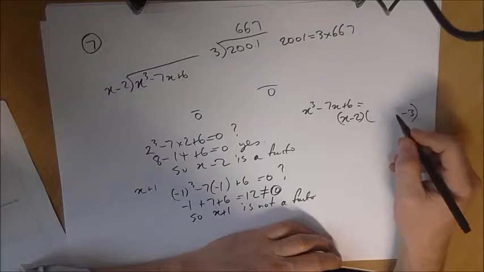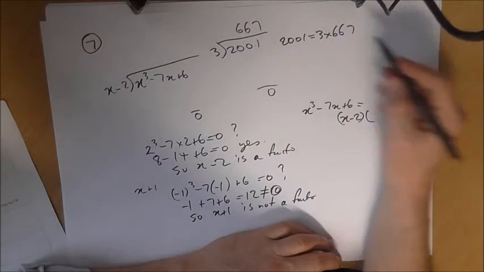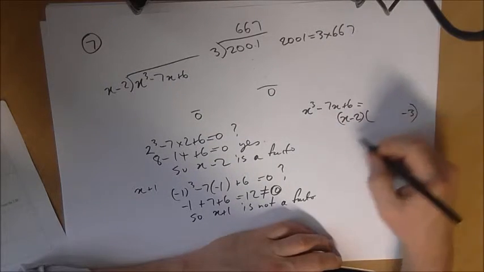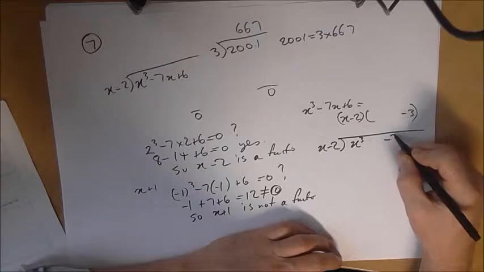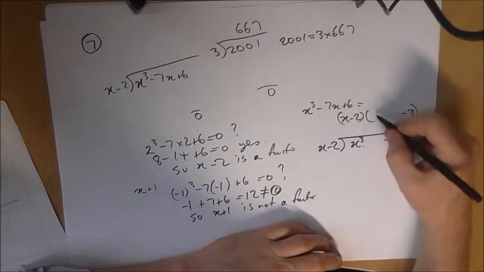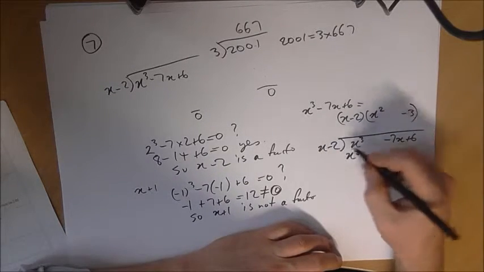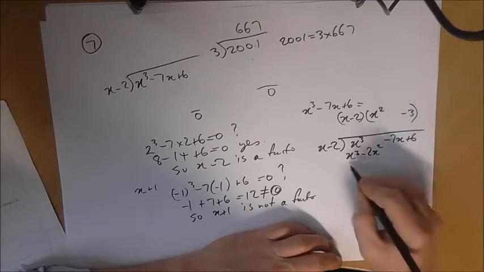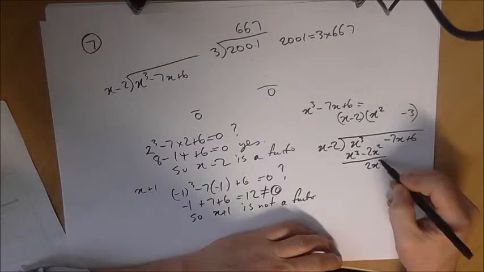But what would the rest be? Well, just like I hinted at up here, just do the division. Left a gap there because you need everything to nicely line up. That divided by that is x squared. That times that is x cubed. That times that is negative 2x squared. That minus that is blank. That minus that is 2x squared.